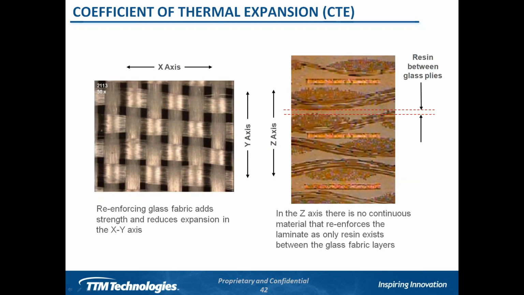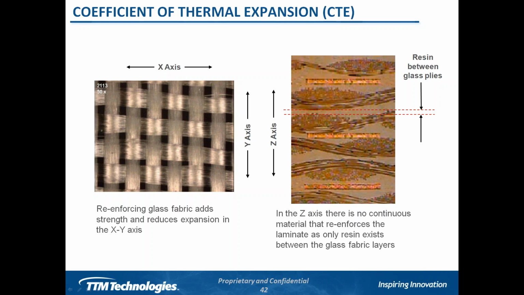So in the X and the Y axis, we have these reinforcing fibers that will actually help to constrain the amount of expansion in that direction that the resin sees. So that glass reinforcing material keeps the expansion of the resin to around 14 to 18 ppm. And if we look at the expansion coefficient of pure copper, it is around 18 ppm. So now we have a material that's very well matched to the copper that we're also working with.